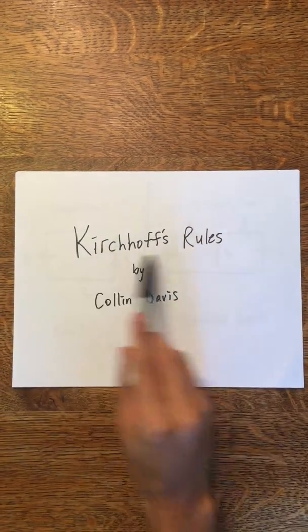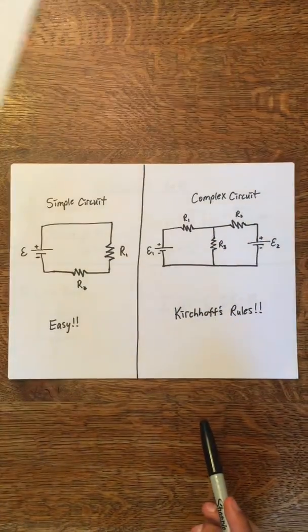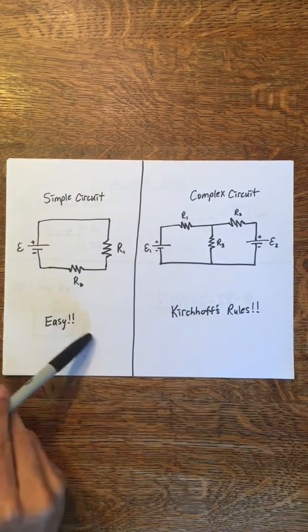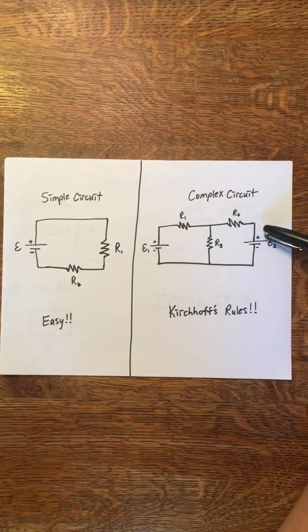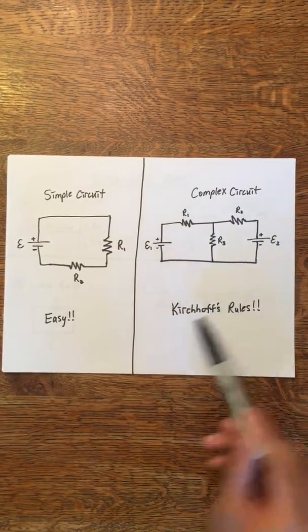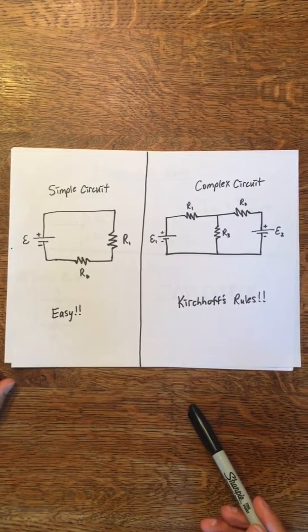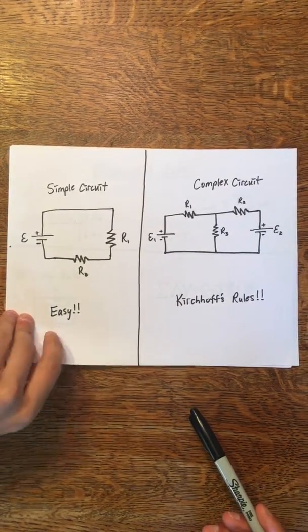In this video, I will be talking about Kirchhoff's rules. So in physics, you can have a simple circuit, which is easy to solve for, but you can also have a complex circuit, which is difficult, where you have to use Kirchhoff's rules to find equations which will help you determine the currents in the circuit. The number of equations you use will equal the number of currents you have.